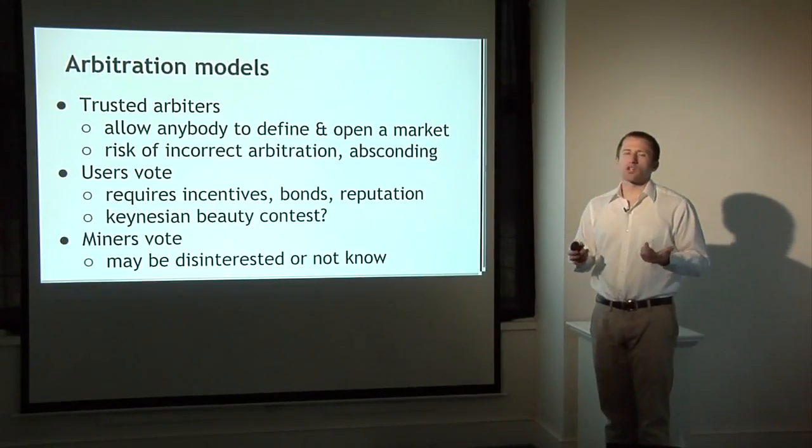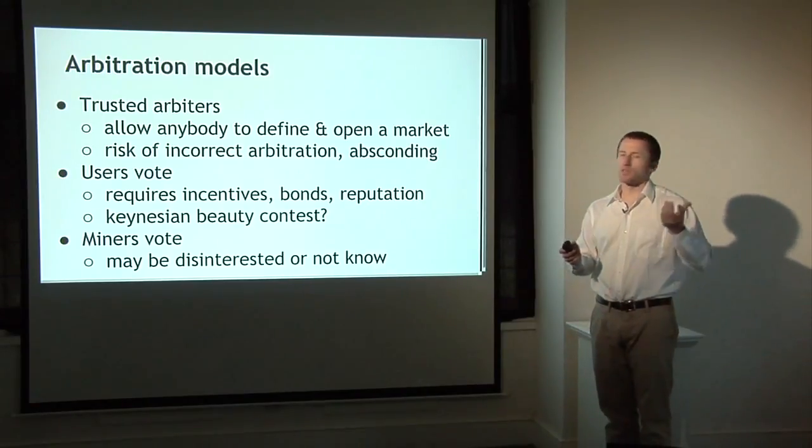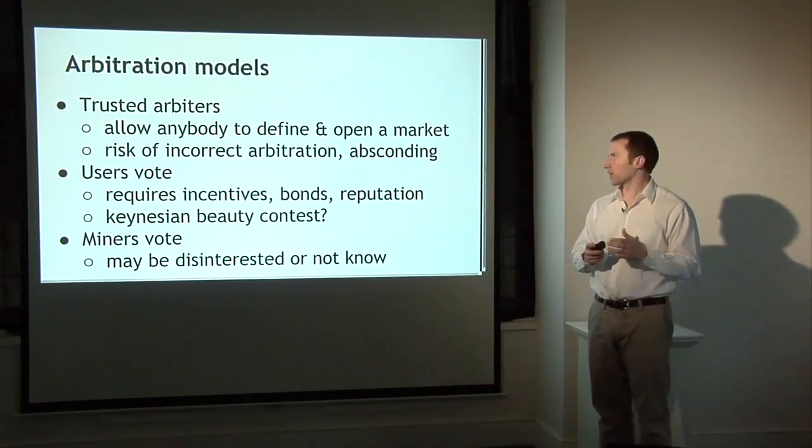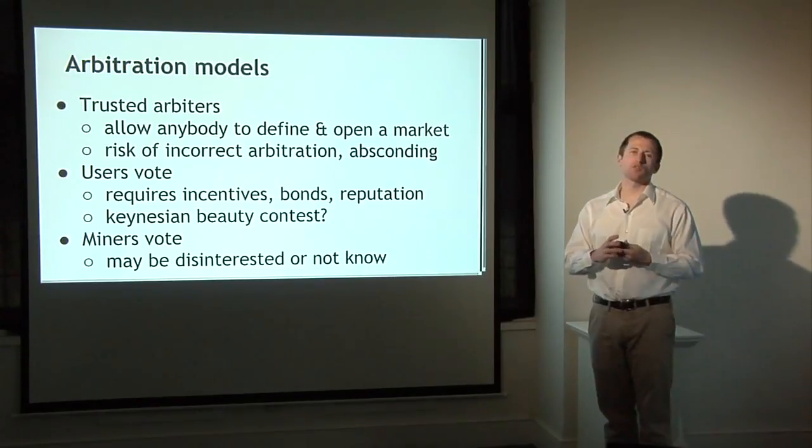So how can we do arbitration? How can we assert who actually won so that we can do this close and let people redeem their winning shares to get their money back, to get their winnings? So the simplest model is to just have trusted arbiters.